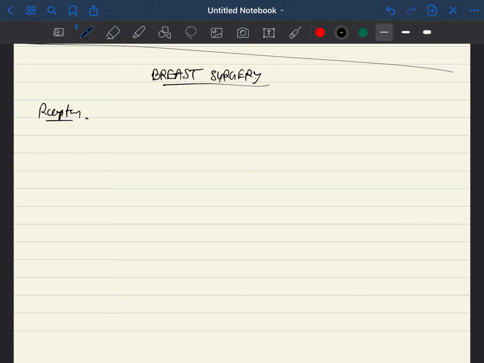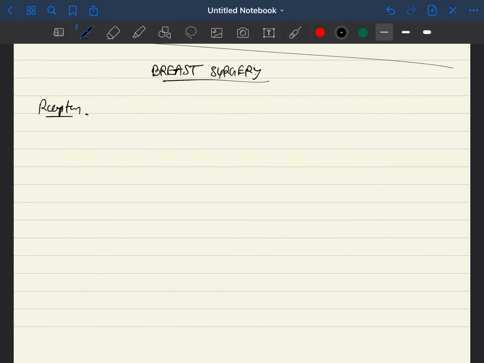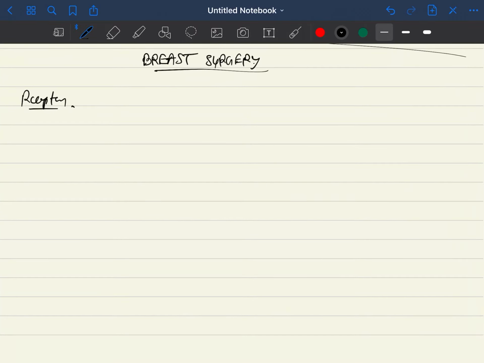So in the breast surgery, there are some receptors present on the breast tumor. The receptors are as follows: ER, alright, PR, HER2/neu. Okay, so there are 3 receptors which can be present. Right, we will talk about them later. But the basic thing you should know before starting the breast surgery is that there are some receptors: ER, PR, and HER2/neu receptor.